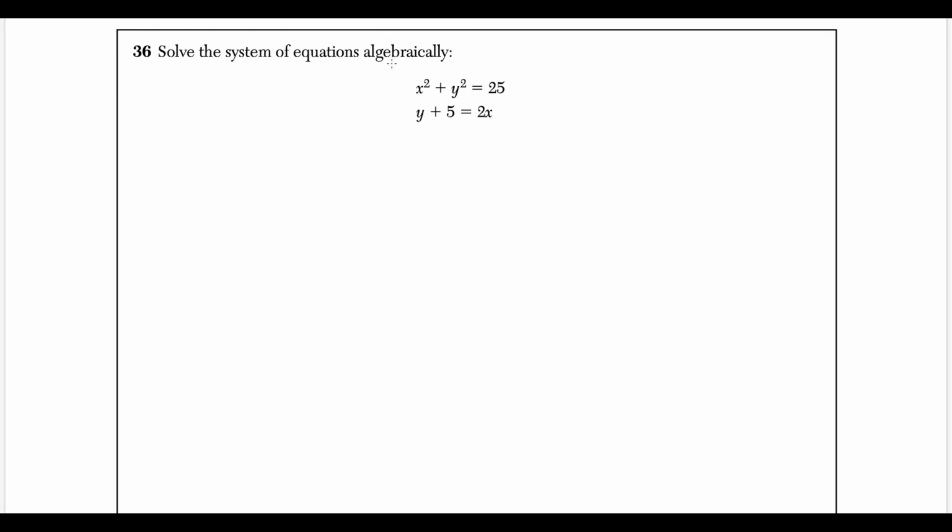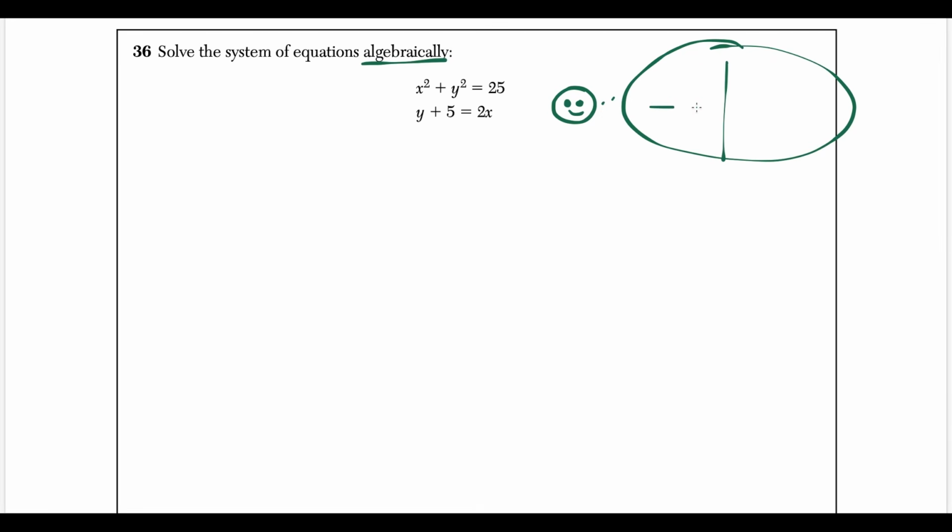Question 36, we're solving this system algebraically, which means we can't use a calculator. But it does help to know how to graph basic functions like this, because it could help you visualize this so you know what your answer should look like. So x squared plus y squared equals 25 is a circle of radius 5 centered at the origin.